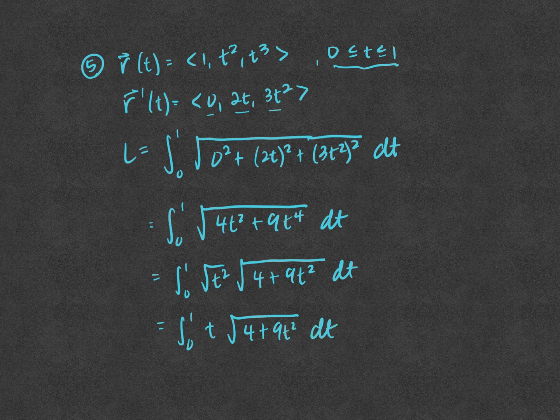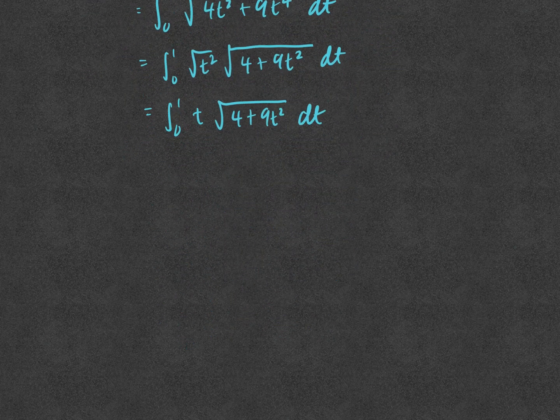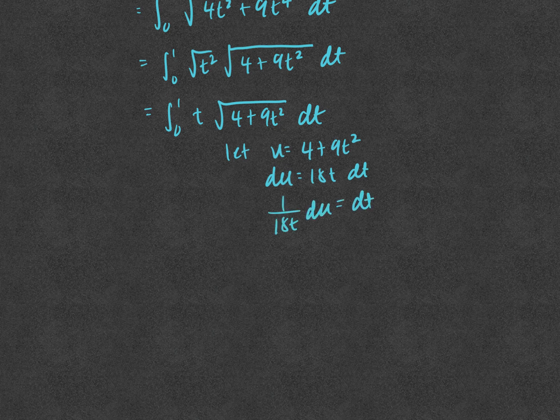Well, that one's nice and pretty. So now we can use u sub. We're going to let u equal 4 plus 9t squared. And if that's the case, then du equals, the derivative of 4 is 0, and here we get 18t dt. So dt equals 1 over 18t du. If you haven't seen u sub worked out this way, I think it's easiest for everyone, so I'm going to do it that way. But I'm going to change my bounds.